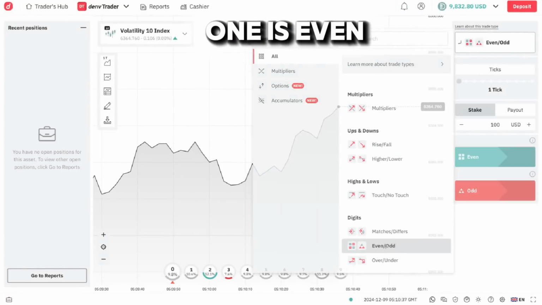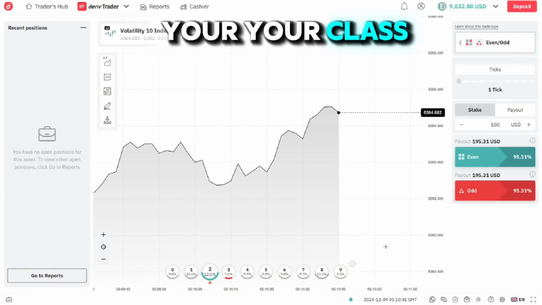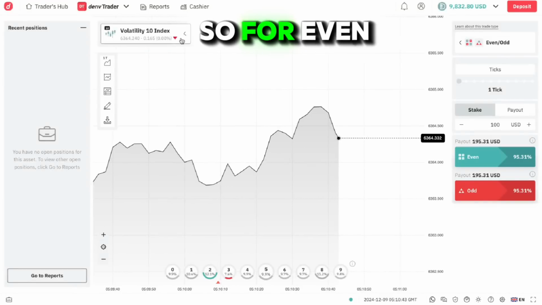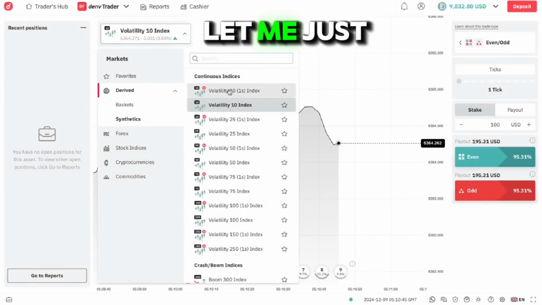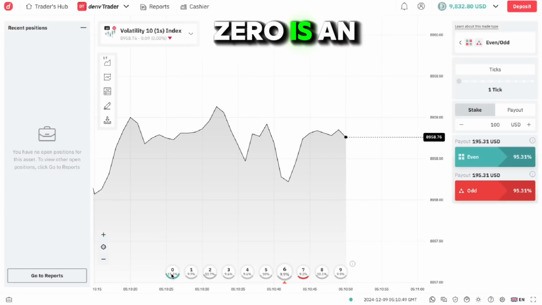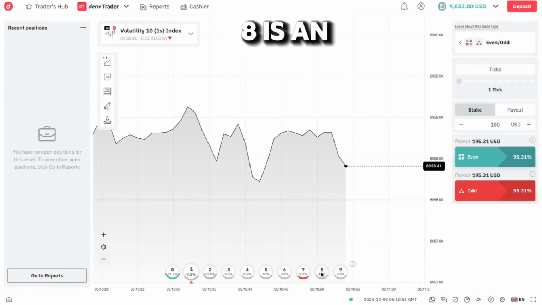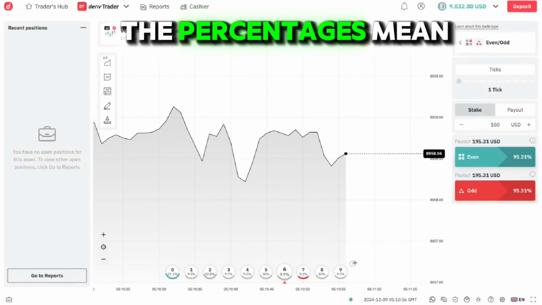So the other one is even odd. This is pure mathematics from your class. So for even odd, let me just go to 10 index. For even odd, 0 is an even number, 2 is an even number, 4 is an even number, 6 is an even number, 8 is an even number. The percentages mean the same.